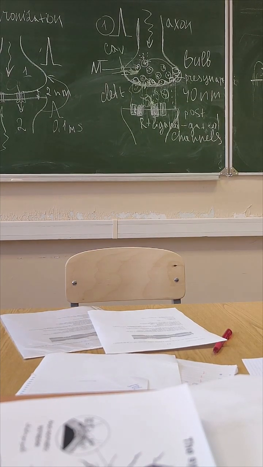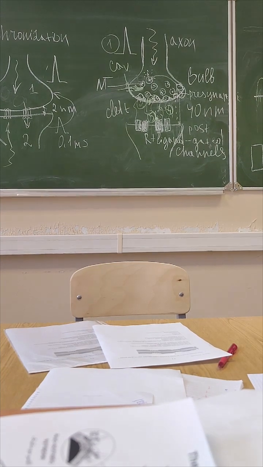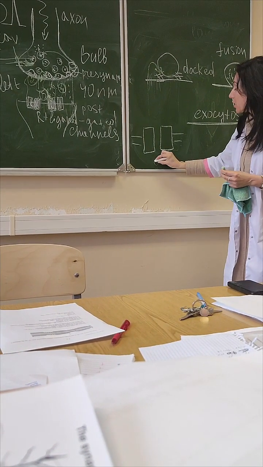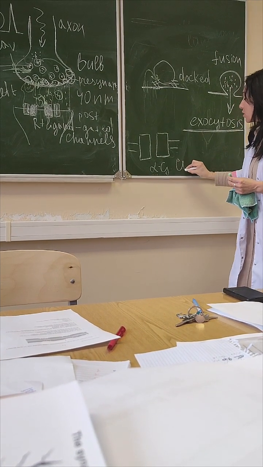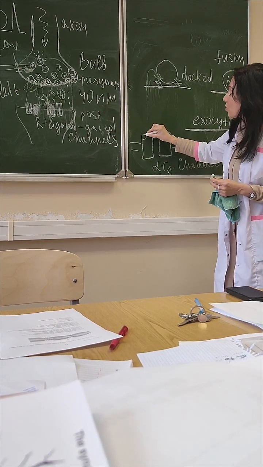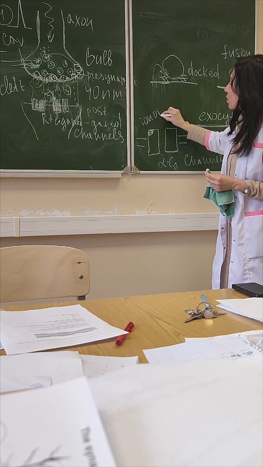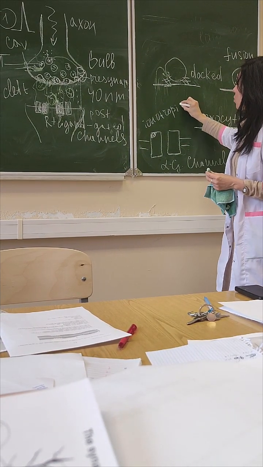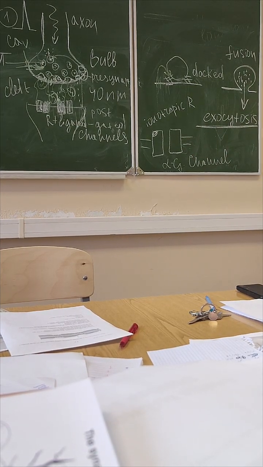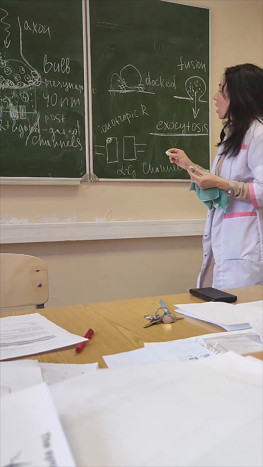Ionotropic receptors are located directly on the channel wall. This ligand-gated channel contains ionotropic receptors. The ionotropic receptor is a part of the ligand-gated channel. It's one structure, a single, common structure.